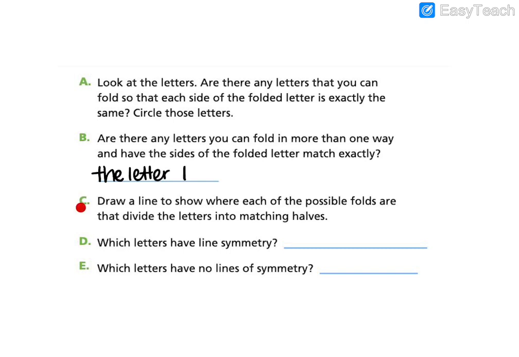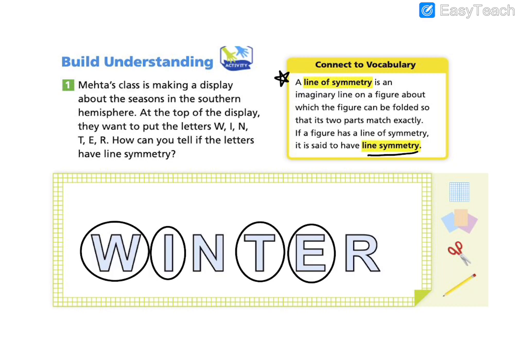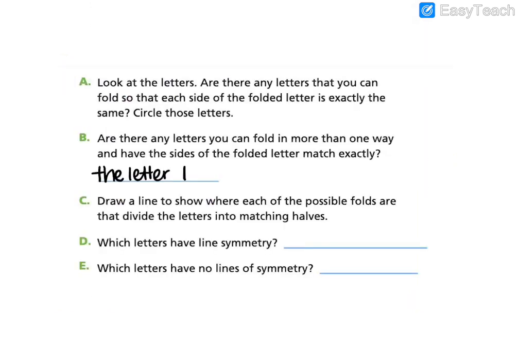All right, now we're going to go ahead and draw a line to show where each of the possible folds are. Go ahead and pause the video and draw your lines of symmetry. All right, so we found that we have vertical lines of symmetry and horizontal lines of symmetry. So which of our letters have lines of symmetry? W, I, T, and E. And our letters with no lines of symmetry are N and R.